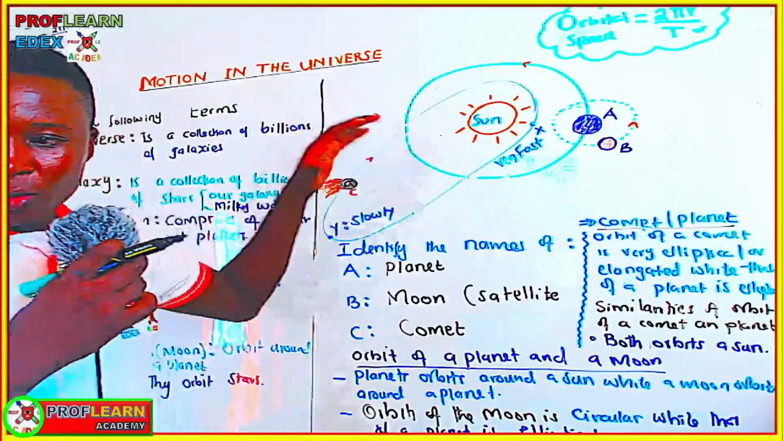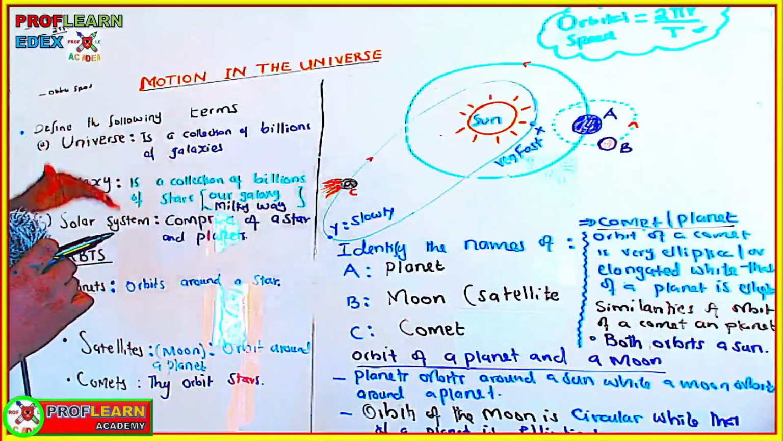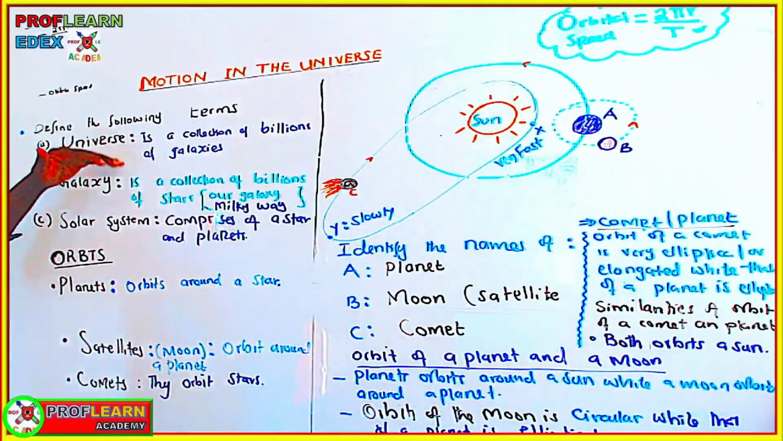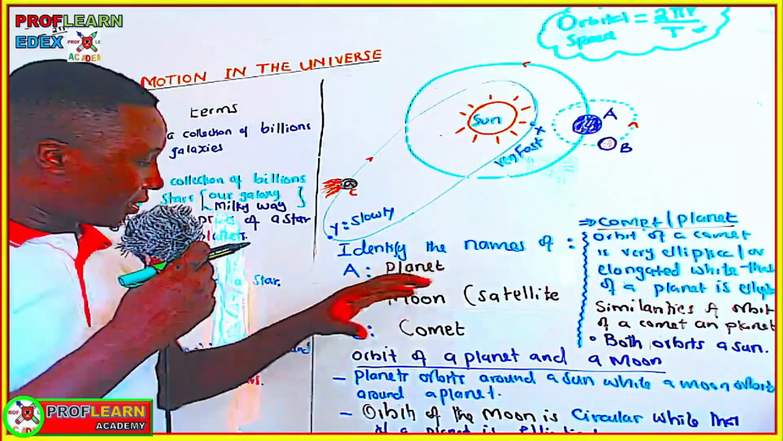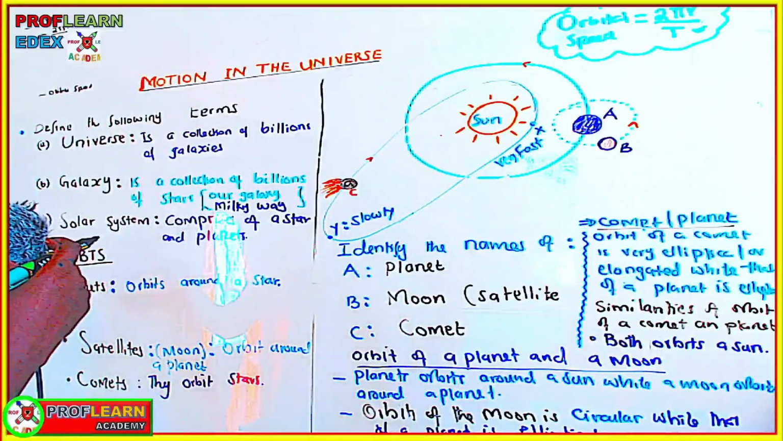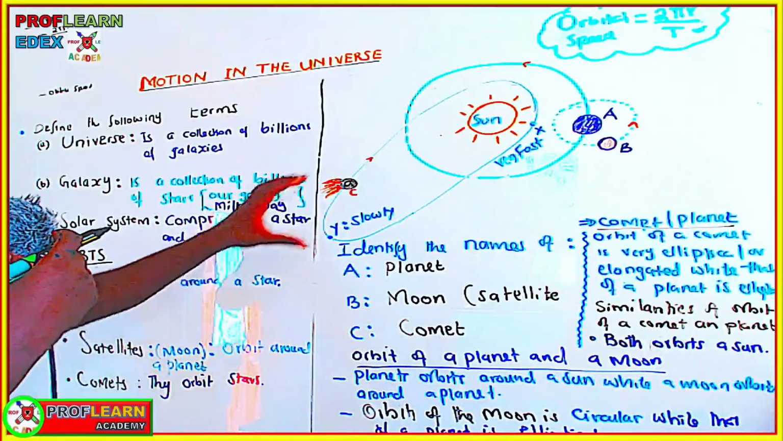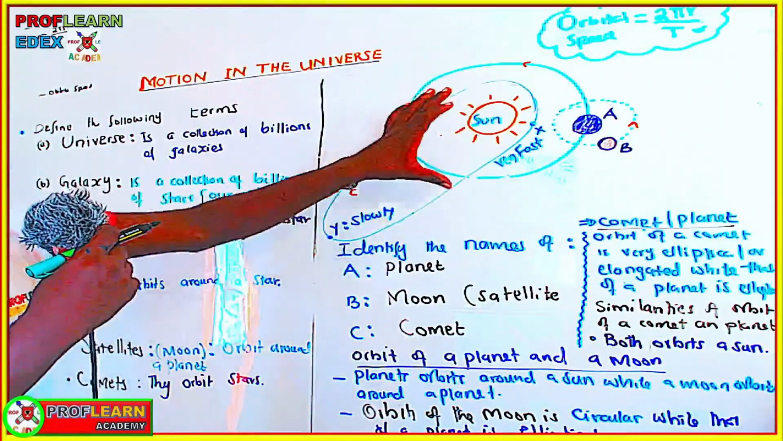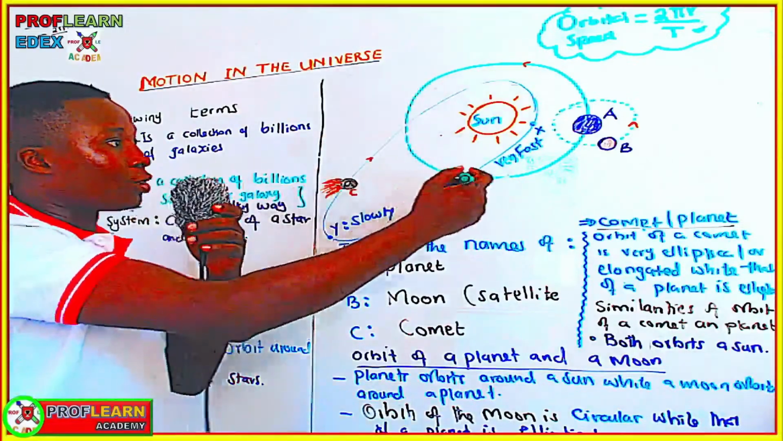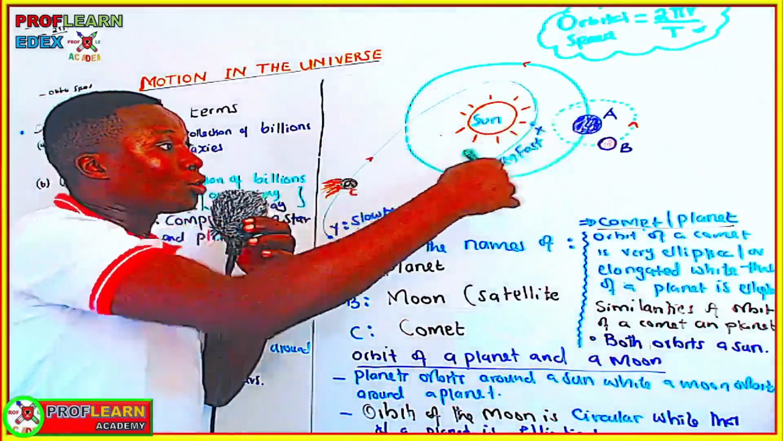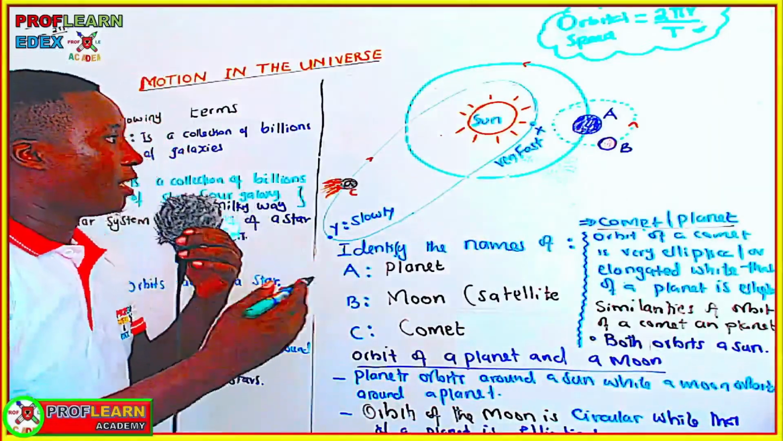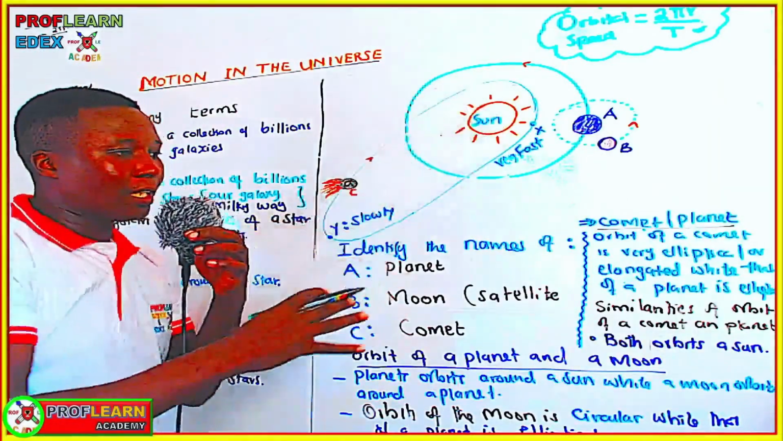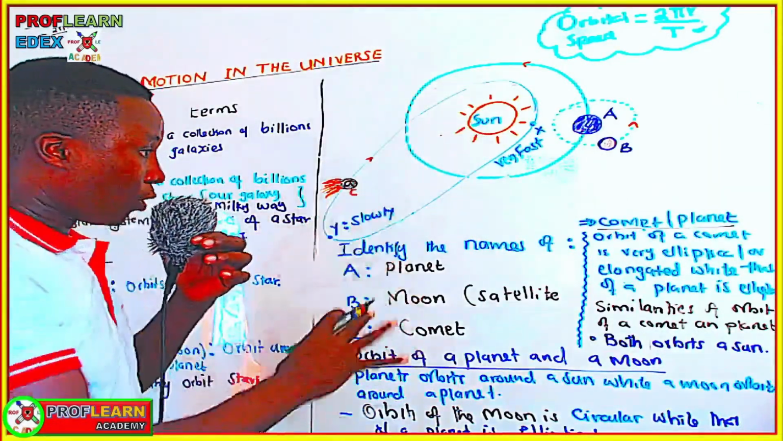So make sure you remember all these concepts. Understand the definitions of the universe, galaxy, and the solar system. Understand the characteristics of the orbits of planets, orbits of satellites, and orbits of comets. If you are given orbits, you should be able to identify which one is a comet, which one is a planet, and which one is a satellite by looking at the nature and characteristics of the orbits.